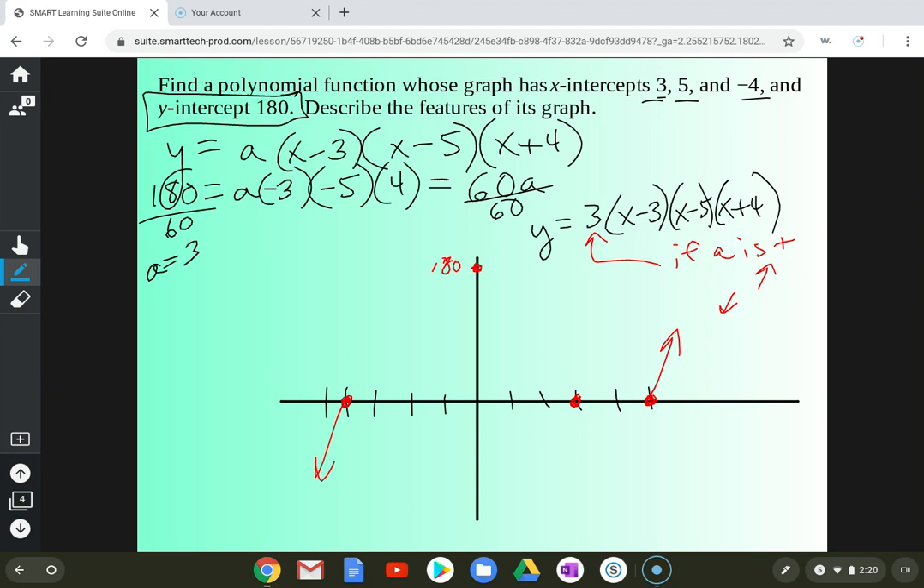Now, how do we fill in the middle? There are no repeated roots, so we end up just connecting the dots with a natural flow. So if we are going from here, I'm going to go down and go up, and then to get through 180, I'm going to go up and go down, and then I keep going down like that. So just remember, if your dilation factor is positive, then your left end's going to point down, your right end's going to point up. If A is negative, then it's going to do the opposite, and that'll help guide you to know how to sketch your graph.